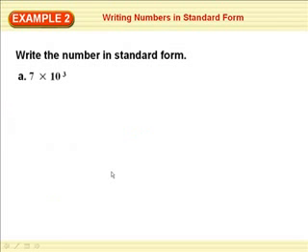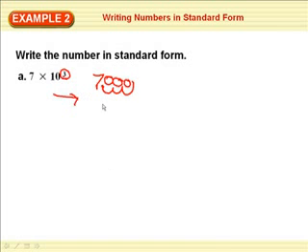Please ask if you have questions if it's not making sense. Now we're going to go the opposite way. Now I'm going to give the number to you in scientific notation, and you need to write it in standard form. So we're going to go the opposite. Instead of moving the decimal to the left, we're now going to move the decimal to the right. The exponent tells us how many places to move it. So it's a 7 with the decimal right there, and we move it 3 places. 1, 2, 3. Put those in.